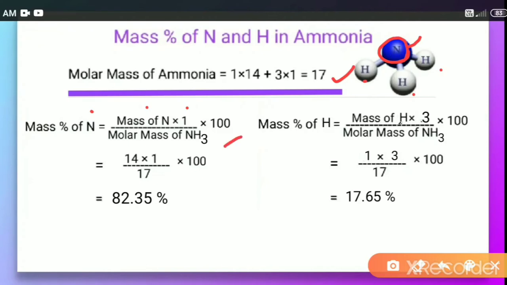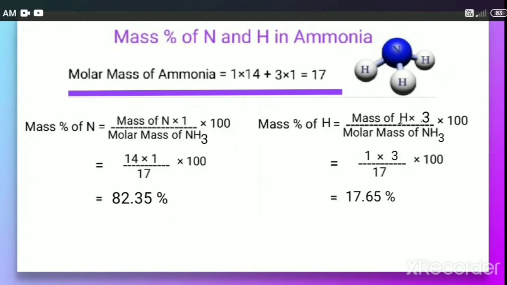When we substitute the value, mass of nitrogen, atomic mass is 14, into 1, the number of nitrogen atoms here, divided by 17 is the molar mass, into 100, and when we solve this one we'll get 82.35%.